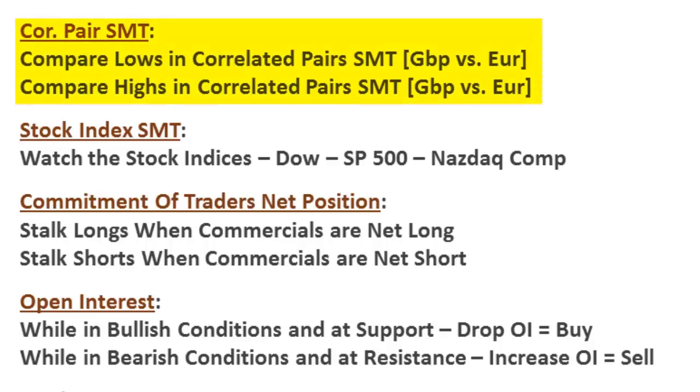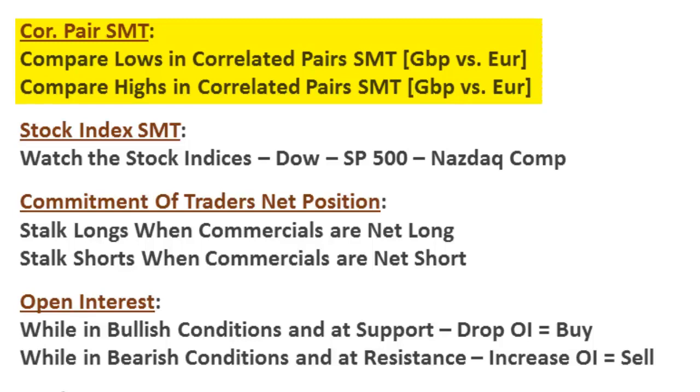That'll also segue into the correlated pair SMT. You're going to be looking for the lows between the pound and the euro. Though generally they move in tandem, if we see trading at a key support level and one fails to make a lower low, that's a correlated pair SMT divergence, possibly indicating there should be a short-term shift in the marketplace for a bounce higher.